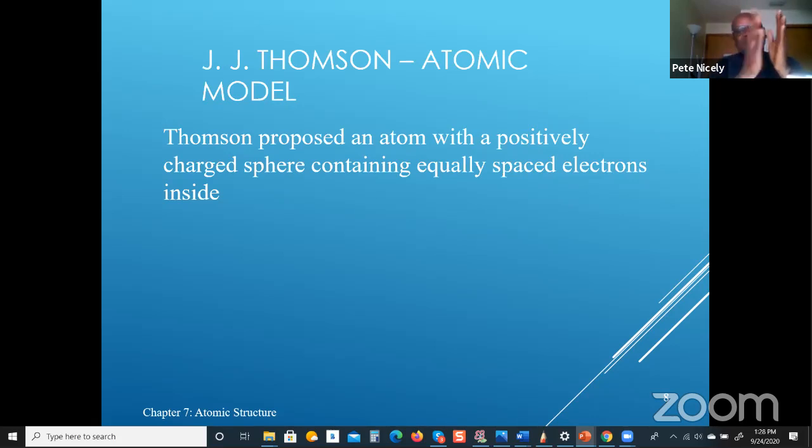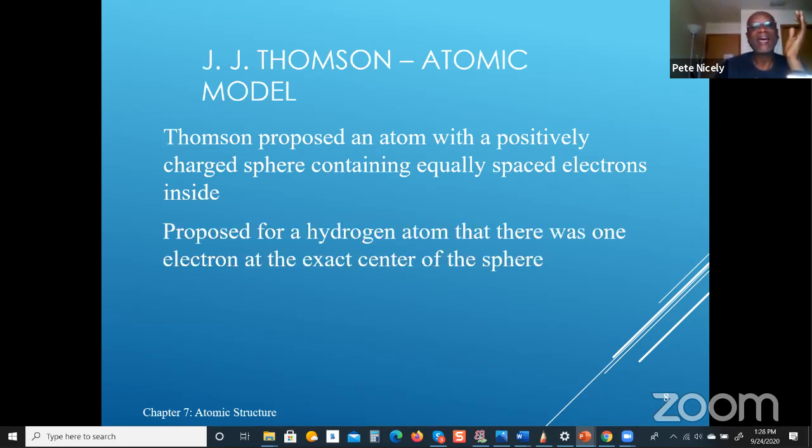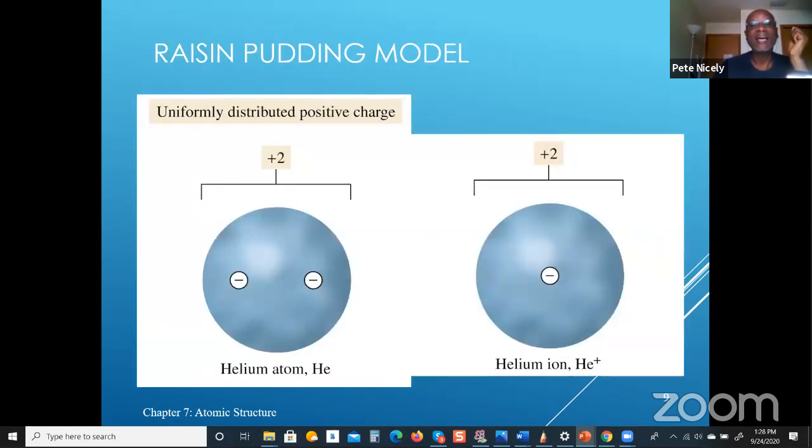So what J.J. Thomson was suggesting is that the model of the atom would have the electrons embedded in a large positive nucleus. The picture of the atom would look something like this for helium, for example, according to the model put forward by J.J. Thomson. You have a large nucleus, and then embedded in the nucleus are the electrons that are equally spaced. So that was a model that J.J. Thomson came up with.